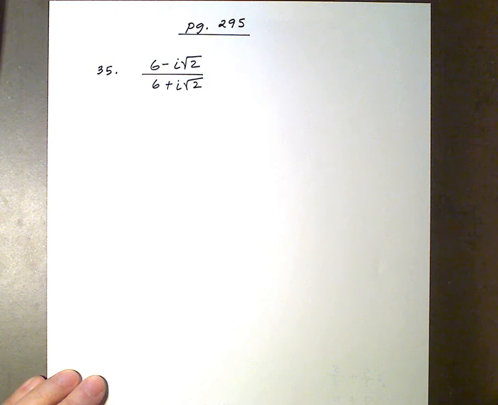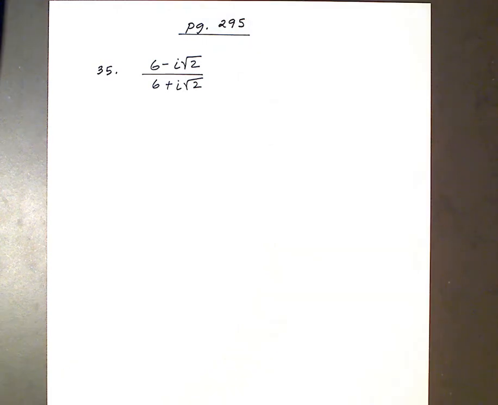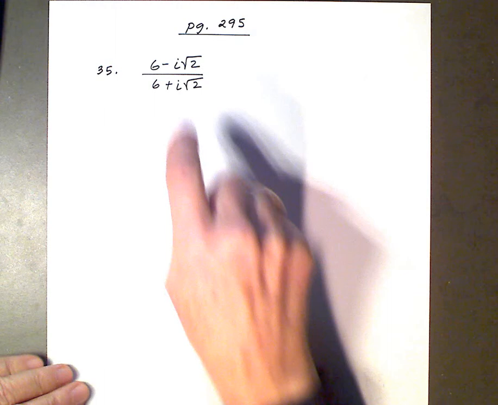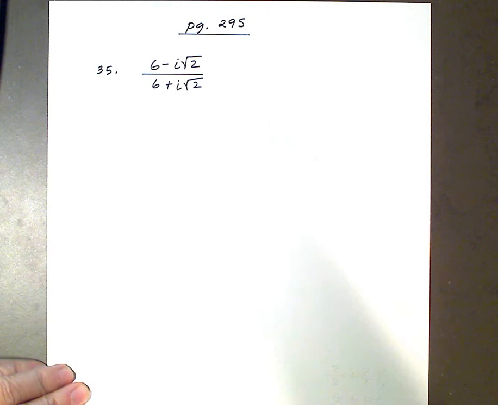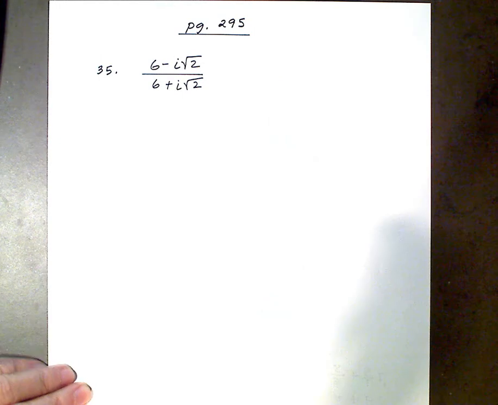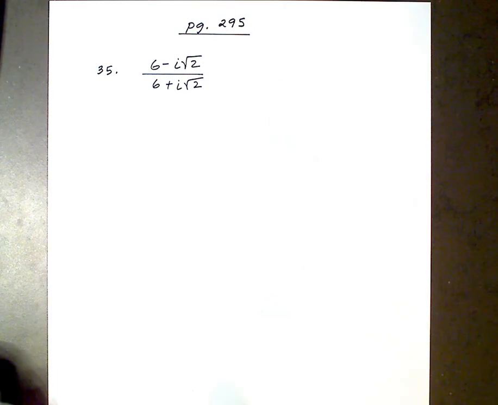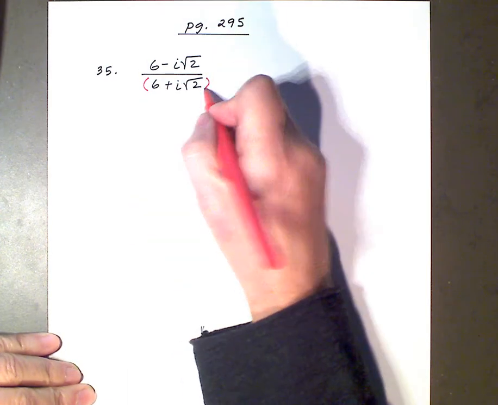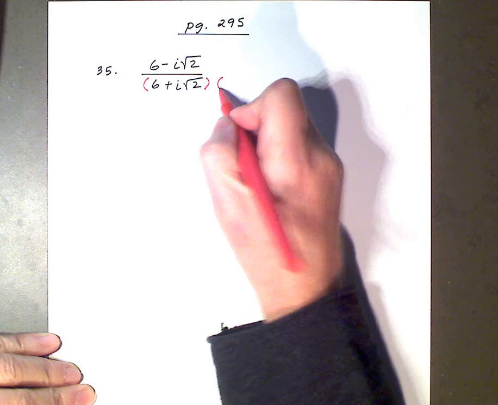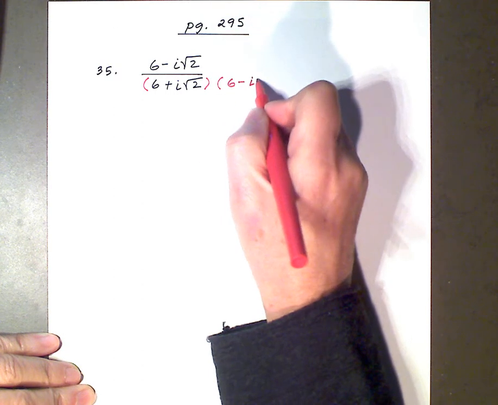All right, on page 295, this is number 35, and I have to find the quotient. Of course I can't leave the i or the root 2, that whole term, in the denominator. It's not rational. So I need to rationalize the denominator, so I'm going to use the conjugate and multiply by the 6 plus i root 2 by its conjugate of 6 minus i root 2.